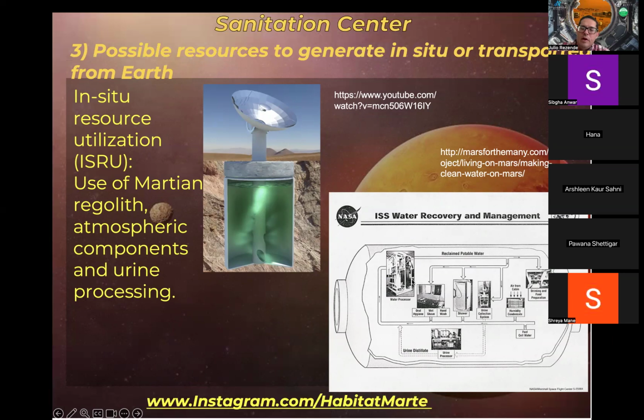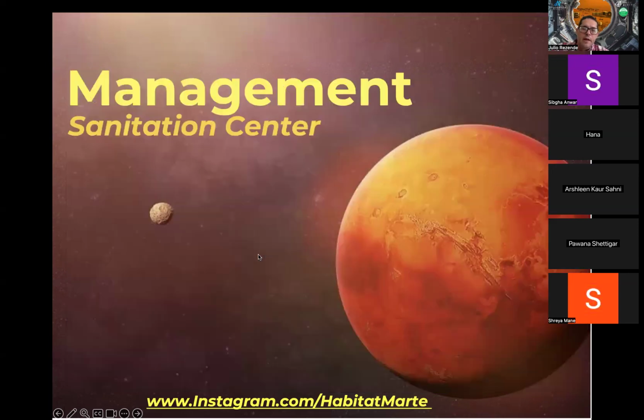For example, how is water recovery and management currently done on the International Space Station? This diagram explains it, along with other equipment. For example, how to bring solar light to accelerate the algae process, like a convex mirror to bring the light to inner areas. Yes. Okay, and now I'll be talking about the third dimension of my presentation, related to management.